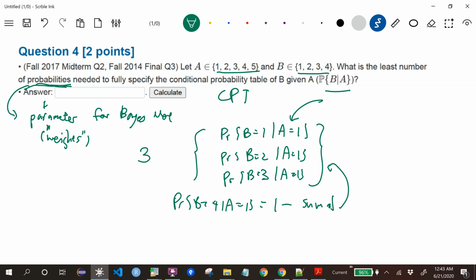And these need to be estimated using the training data, for example. We just count the number of data with B is 1 and A is 1, divided by the number of data with A is 1. You can estimate them this way. And then the same thing happens with A is 2, 3, 4, and 5. So there are 3 times 5, so basically 15 probabilities that we need to specify for the conditional probability.